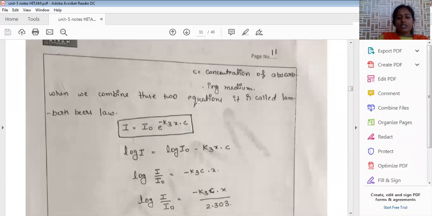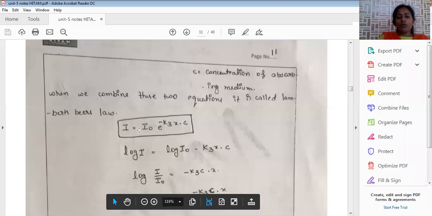When we combine these two equations, it is given as I is equal to I naught into e to the power minus k3x. When we are combining Lambert's law with Beer's law, a new constant will be generated, that is k1 into k2, which is taken as k3, another constant. Constant into constant becomes another constant. Then x into c. x is nothing but thickness for solids, and c is nothing but concentration for liquids.